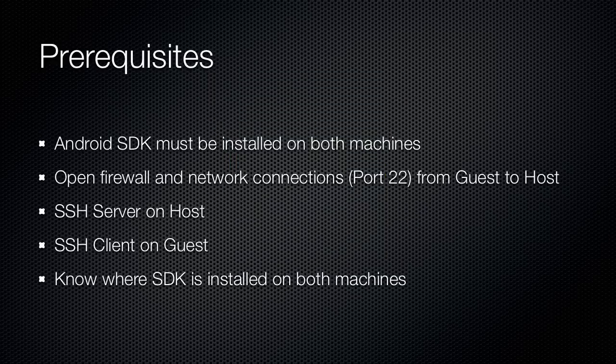So prerequisites: the Android SDK must be installed on both machines. You need to have a firewall and network connections open from the guest to host, and then you need to have SSH, a server on the host and client on the guest. And you need to know where the SDK is installed on both machines. I'm going to walk through the steps with you, and then I'm going to show you how to do this.